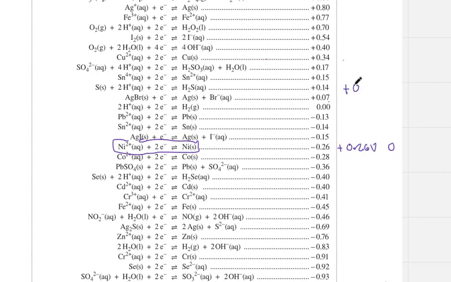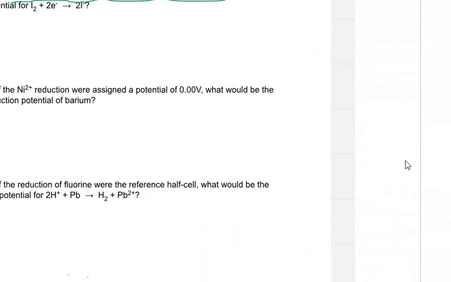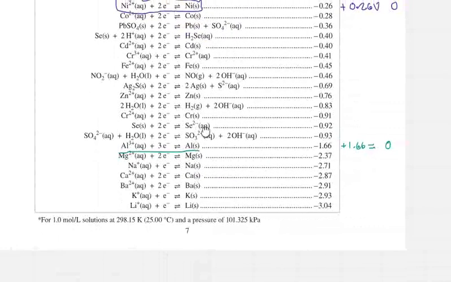So that would mean every single listing on this table would be 0.26 volts higher. They are asking about the reduction of barium. Way down here, so this reaction, like all the others, would be increased by 0.26 volts. Sorry, that's from the previous question. Minus 2.91, plus 0.26, minus 2.65, if my mental math is correct. That would be the new number for barium if we lived in a nickel standard world.